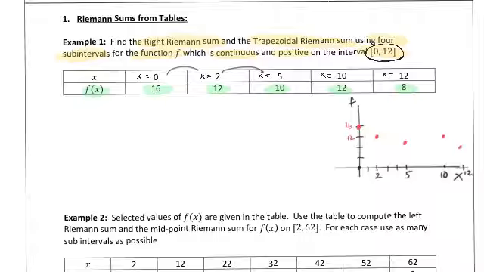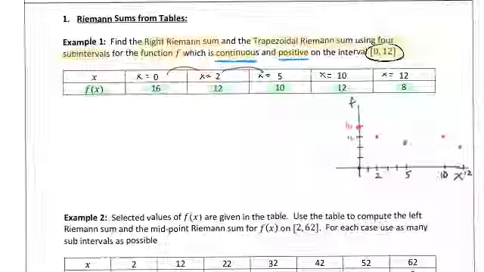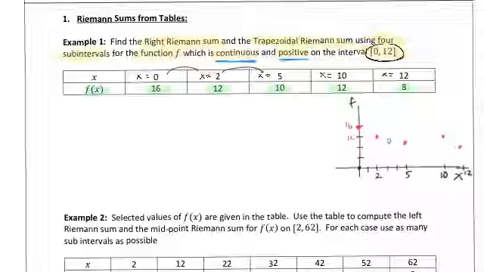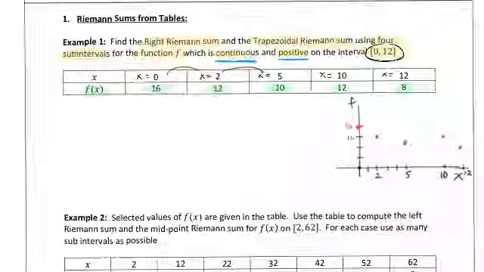We do know that it's continuous and that it's positive, which means there are no breaks, there's no asymptote in between those points, there's no holes as the function goes through those points. But we don't know very much other than that. We just know that it's continuous and it's positive.